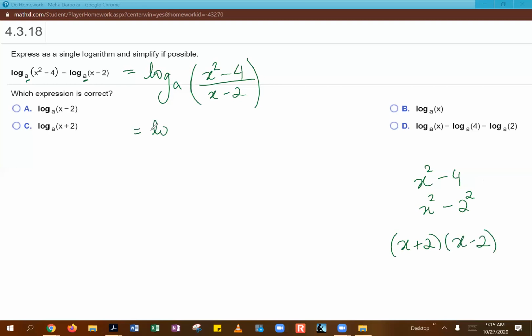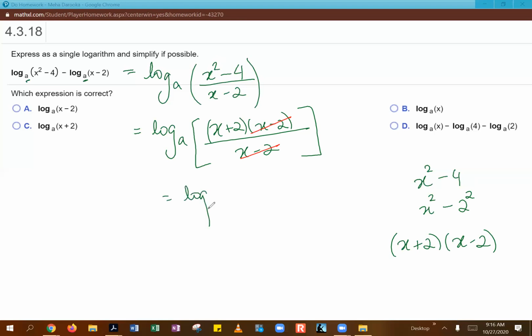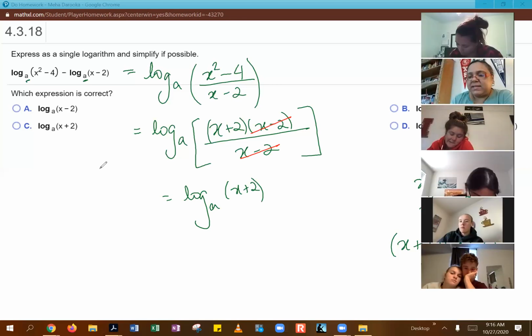So what happens is when you simplify your fraction, I can rewrite my numerator as x plus 2 times x minus 2. Our denominator is x minus 2. So as you can see, those two common factors will end up canceling each other out, leaving you with log of x plus 2 with base a. And so, as you can see, it definitely comes out to be option C in that case. So Maka, does that help you out?